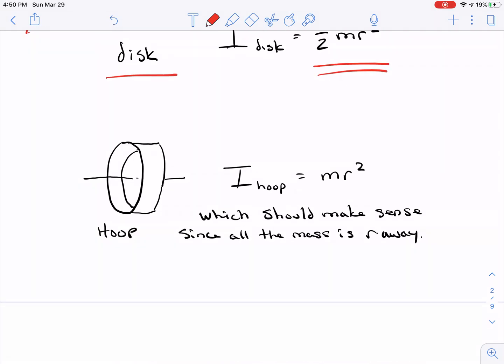For a hoop, this is hollow in the middle, so there's nothing inside. It's like a ring or a piece of pipe, commonly called a hoop. When you do the integration, you get I is simply mr squared. This actually should make sense because there's no mass near the axis. Every particle of mass is all the way out here at the edge, so all the mass is r away. When we add it all up, they're all at that r, so it's mr squared for every particle.